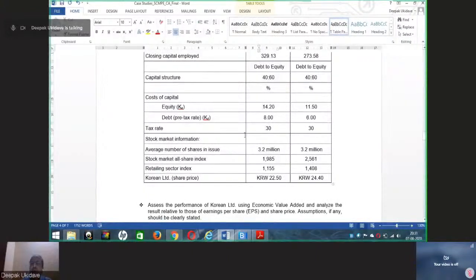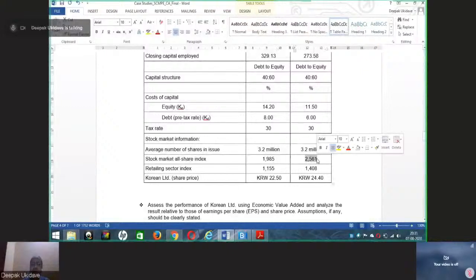Now this is all financial data that is given from the financials of the company. You are given stock market information. Stock market information talks about the average number of shares in issue. You have 3.2 million shares last year and this year both. These are outstanding shares in the market. Stock market all share index is 1985 this year. Last year it was 2561.